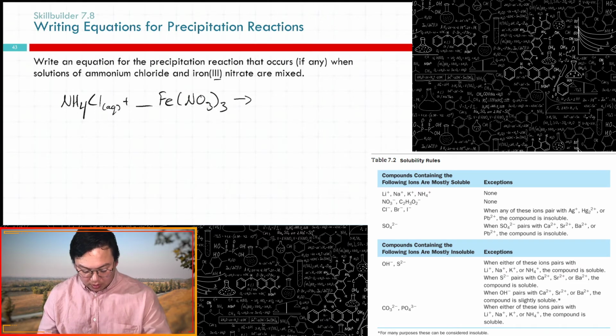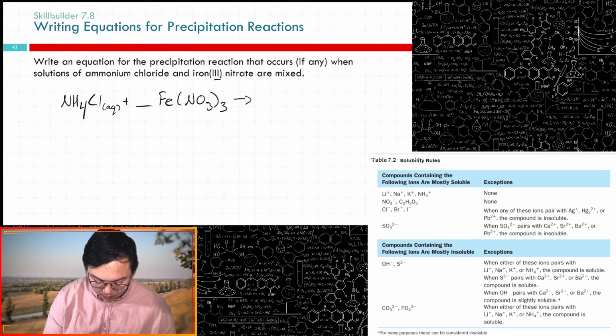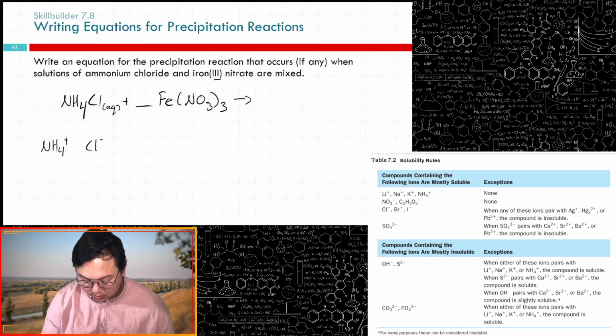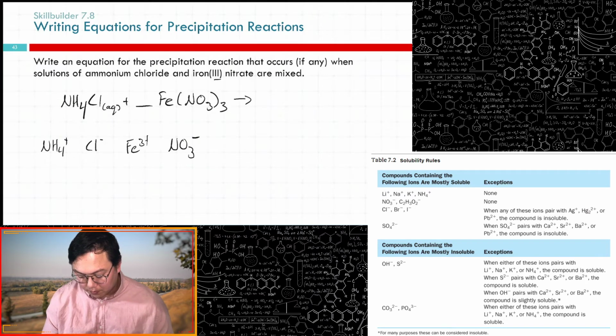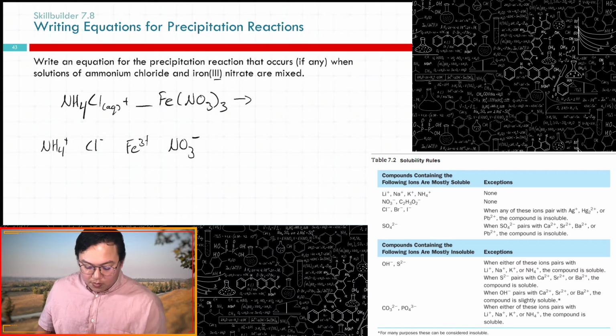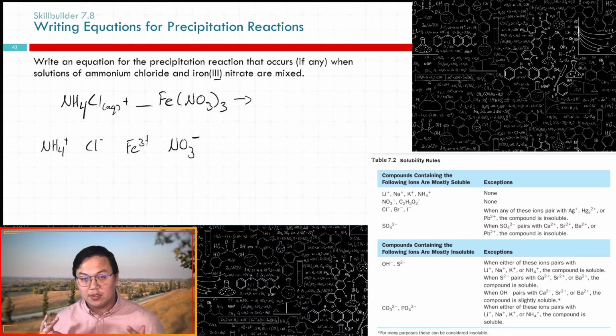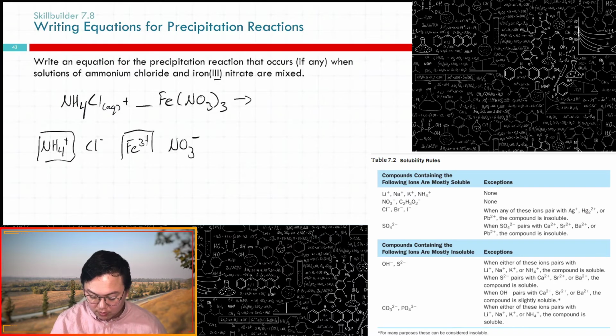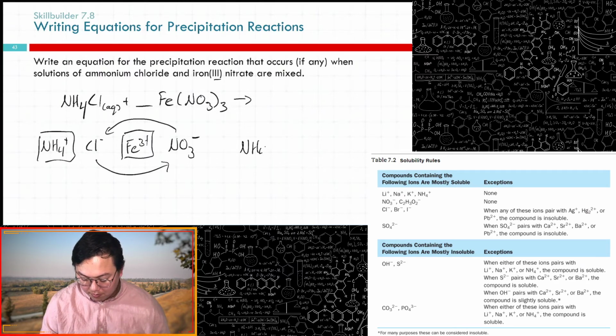And then we will write out our ions. So we'll get NH4 plus, and we'll do Cl minus, and we have iron 3 plus, and we have nitrate. Because we're just using this to do this flip-flop and see what our products are going to be, we don't need to write down the correct number here or anything. We just want to know what our new combinations are going to be. So I'm going to put these in boxes. They're going to stay. And we're going to flip-flop our anions. So we'll get ammonium nitrate.